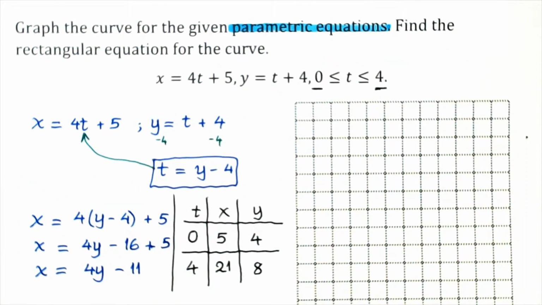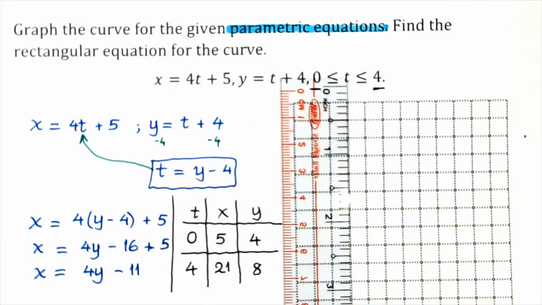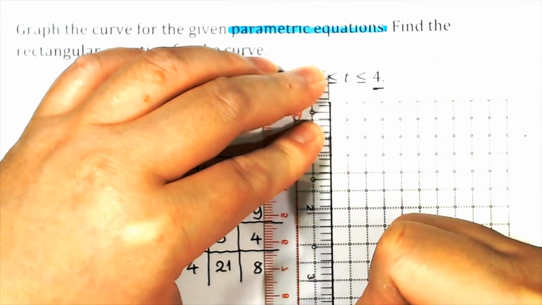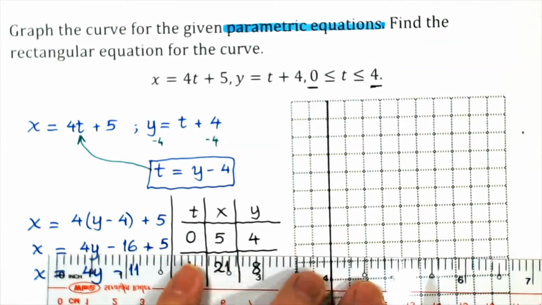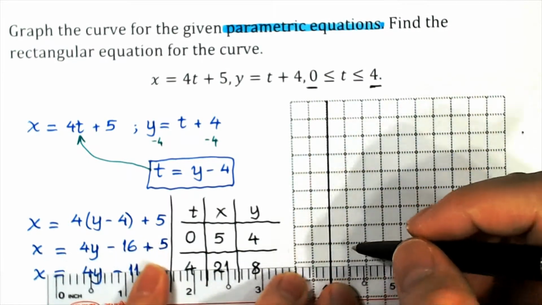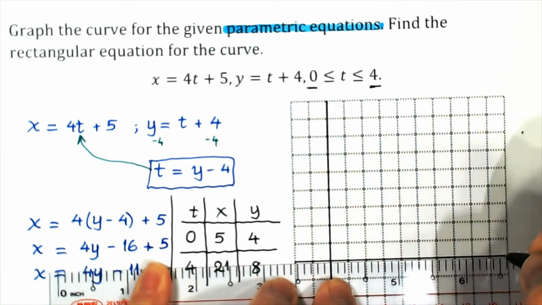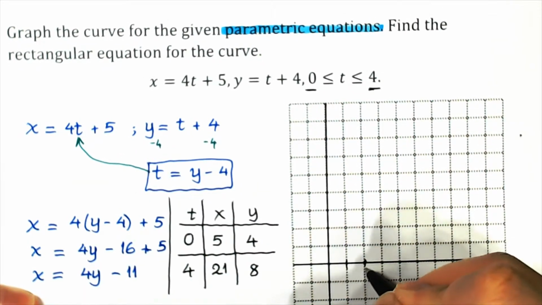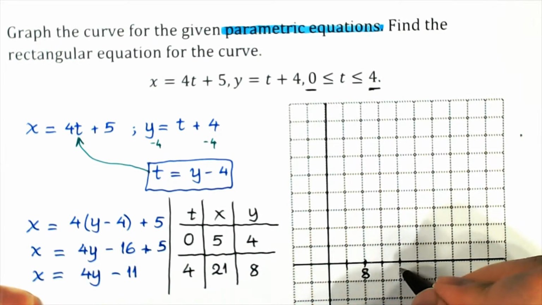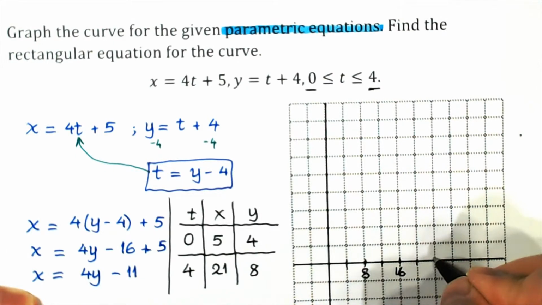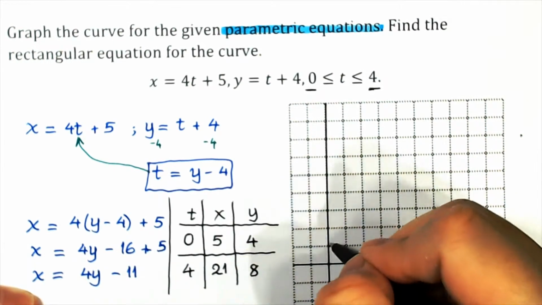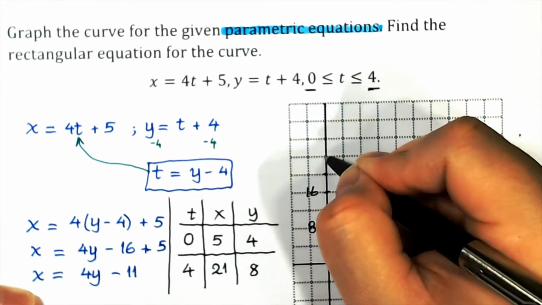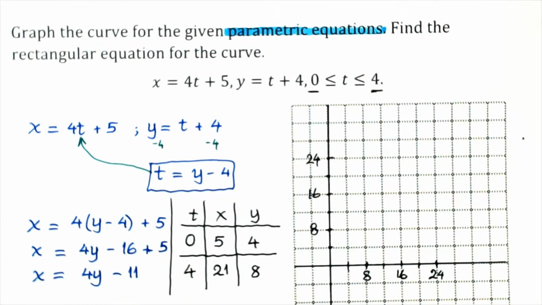I just have a blank graph here with no coordinates, so let's choose the scale. Let's say this is going to be 8, 16, and 24. So 4 units is a square. 8, 16, 24. Right, now we just plot a few points.